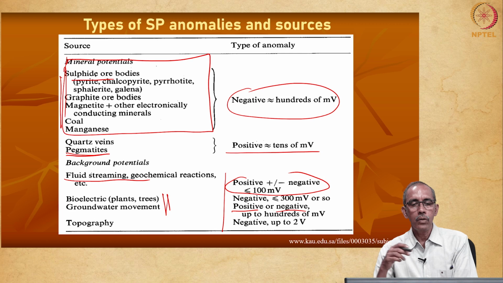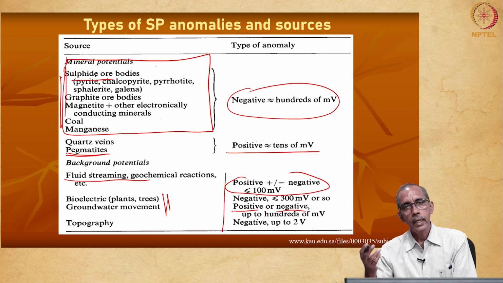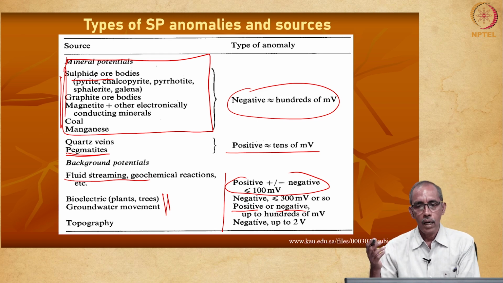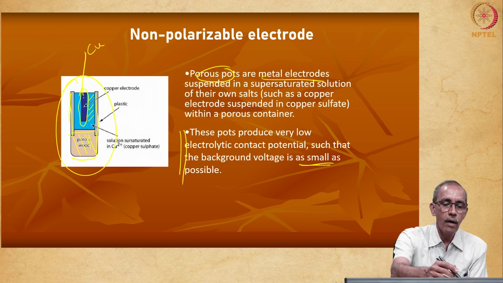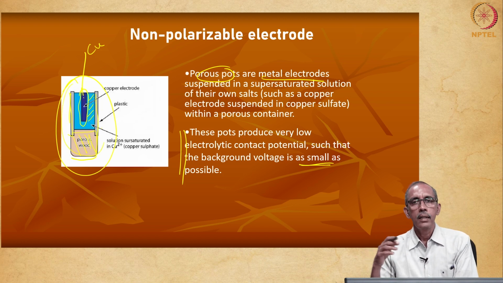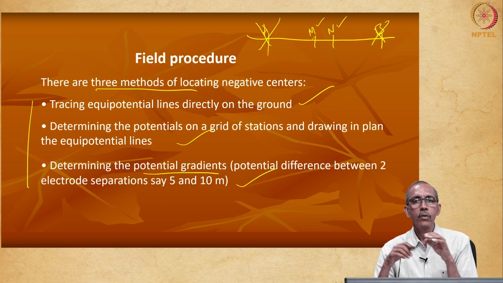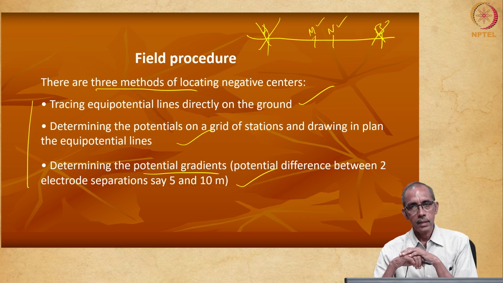Then we looked into what type of anomaly we will end up getting, whether you will have a positive anomaly. If it is minerals, it is going to be positive. If it is non-minerals, you may have either a negative or positive anomaly. That is what we have seen here. Then lastly, what is the equipment that is necessary? The major difference is the use of a non-polarizable electrode. Then lastly, we saw how the survey is going to be carried out at the site. We will continue with how the field survey is going to be carried out in the next lecture. Thank you.